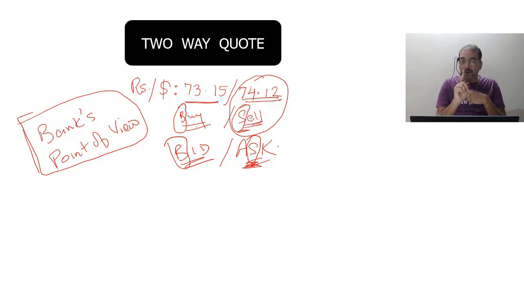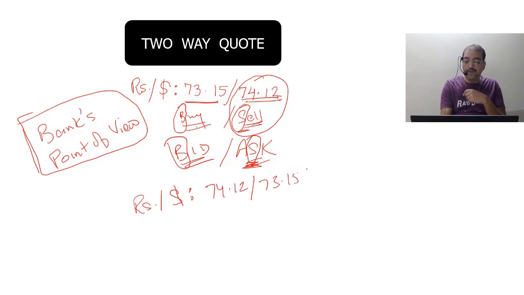But listen to me. In the examination they give you rupees to dollar 74.12 by 73.15. Let's say I ask you, what is the bid rate here? Sir, 74.12. Wrong. What is the ask rate here? 73.15. Wrong. Why? Because the bid rate is always the buying rate, and the buying rate will always be less than the selling rate. They have not given an order purposely to confuse you, to see whether your eyes are open or closed.